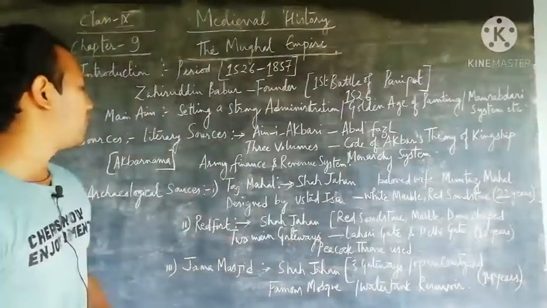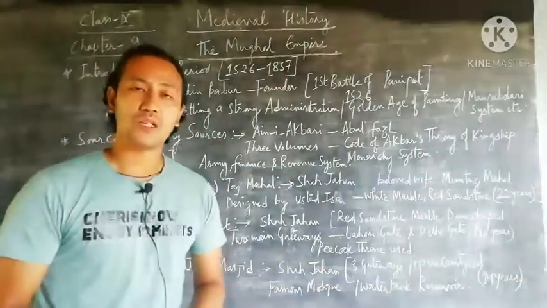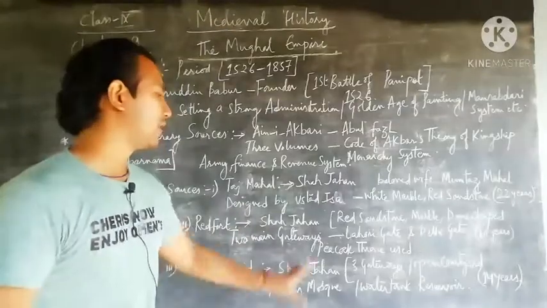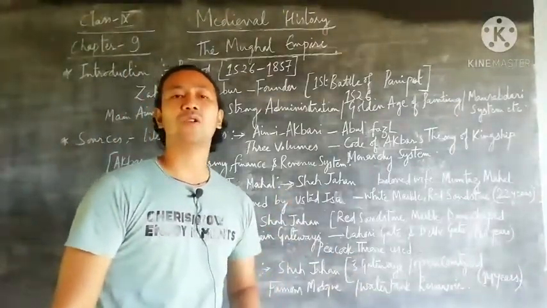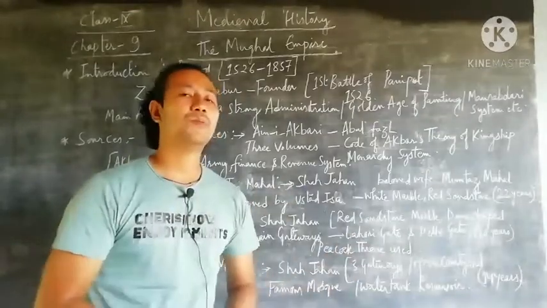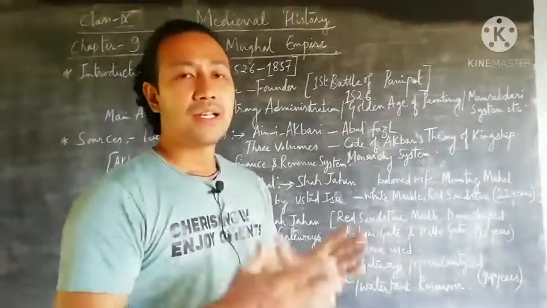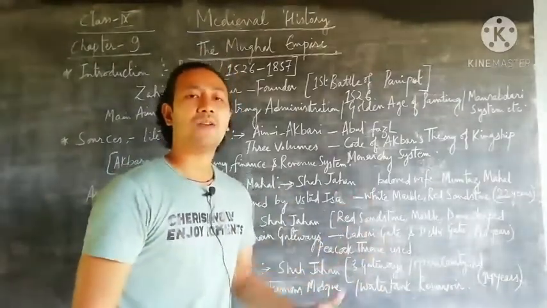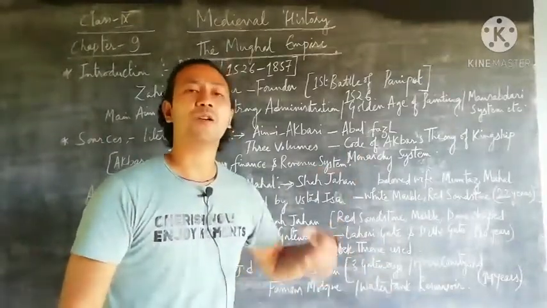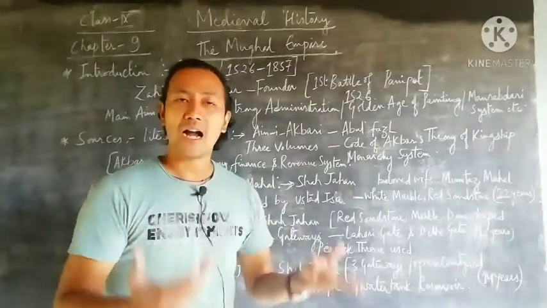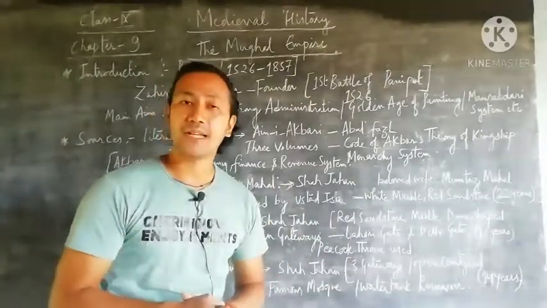And next we focus on the archaeological sources. So in the archaeological sources, mainly we will discuss the 3 great monuments which were constructed or erected under the supervision and guidance of Shah Jahan, one of the great kings of the Mughal Empire, in the field of construction, monuments, buildings, art and architecture, interior, exterior design, and many other things.